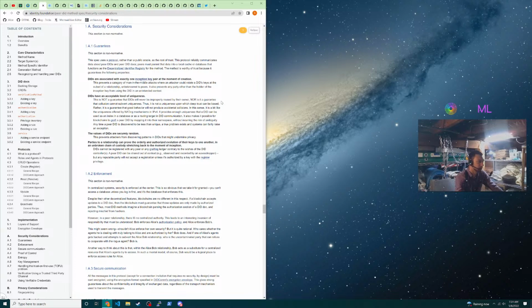It also makes it possible for blockchains to graft a peer DID by mapping it into their namespace without incurring the risk of ambiguity. Anytime a peer DID is discovered to be less than unique, a true problem exists and systems can fairly raise an exception. Values of DIDs are securely random. Okay? This prevents attackers from discovering patterns in DIDs that might undermine privacy. Parties to a relationship can prove the orderly and authorized evolution of their keys to one another in an unbroken chain of custody stretching back to the moment of inception. Wonderful. DIDs cannot be registered with any peer or any grafting ledger contrary to the wishes of the DID controllers. A peer DID can be shared out of context. So basically, we're going to say, here are these asymmetric keys. If you want to use them, they have to be signed by each other.